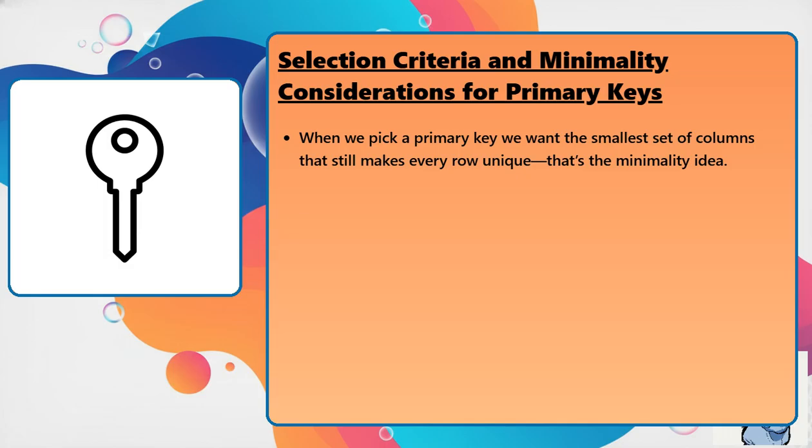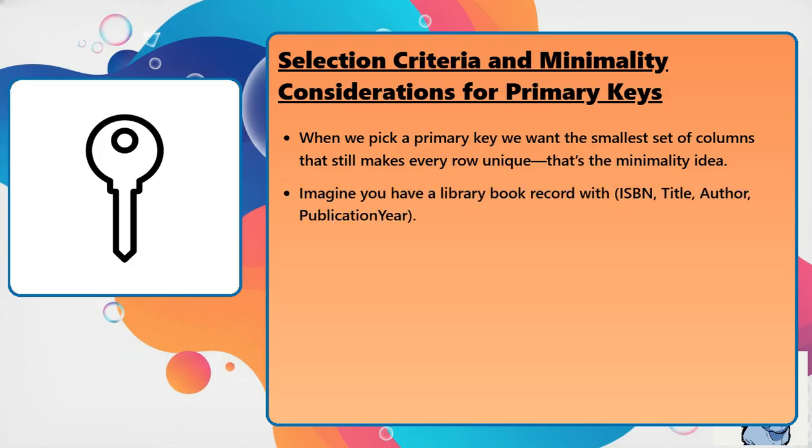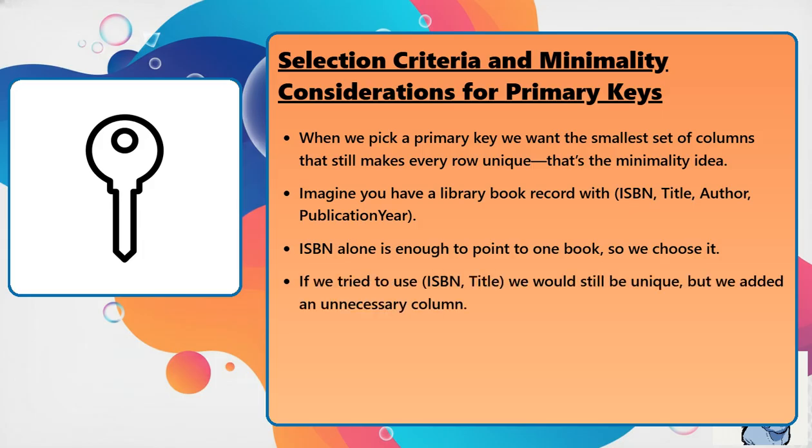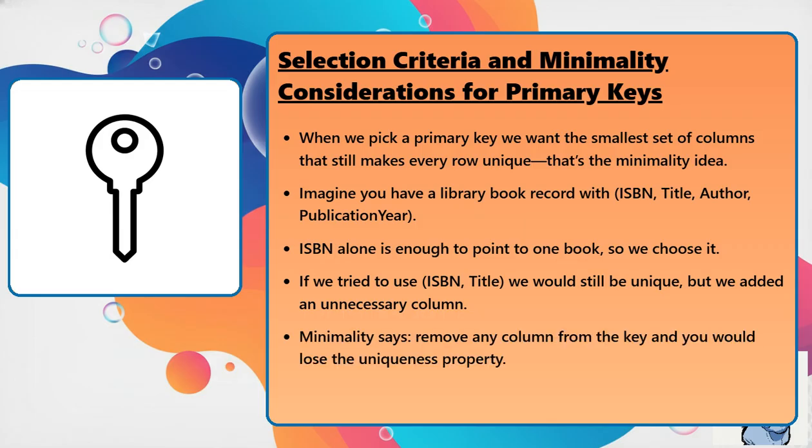When we pick a primary key, we want the smallest set of columns that still makes every row unique. That is the minimality idea. Imagine you have a library book record with ISBN, title, author, publication year. ISBN alone is enough to point to one book, so we choose it. If we tried to use ISBN and title, we would still be unique, but we added an unnecessary column. Minimality says remove any column from the key, and you would lose the uniqueness property.